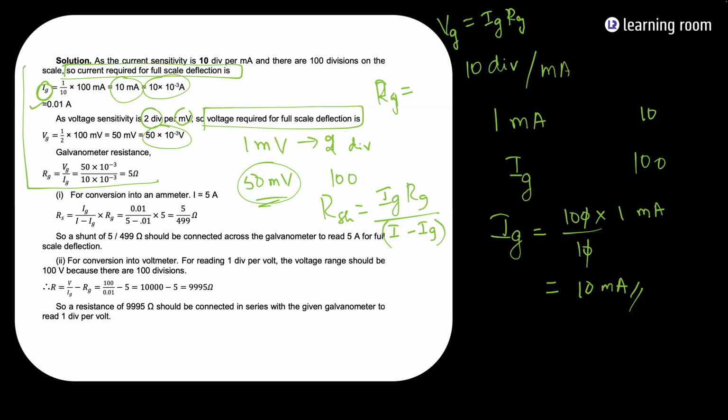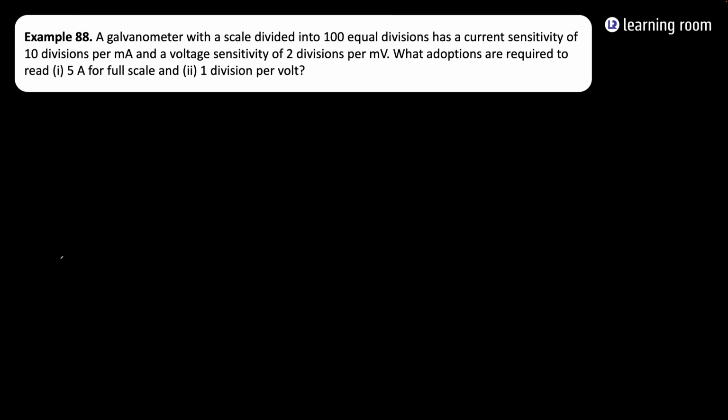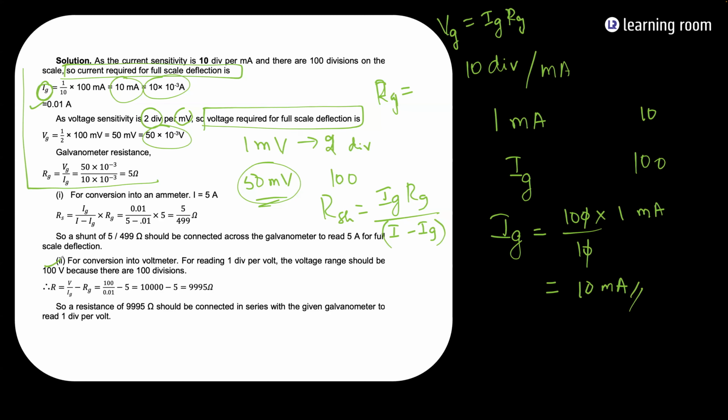Then what about a voltmeter? So for voltmeter, you need to connect a series resistor, right? So for conversion into voltmeter, what did they ask? For voltmeter, again, there is one twist. They didn't tell you directly how much is the volt they want. 1 division per volt means for 100 division, what should it measure? 100 volt. So what is the value of V? 100. So V is 100, divided by, everything else is known, substituted. Did you understand? Right? Mark it as a very important problem.